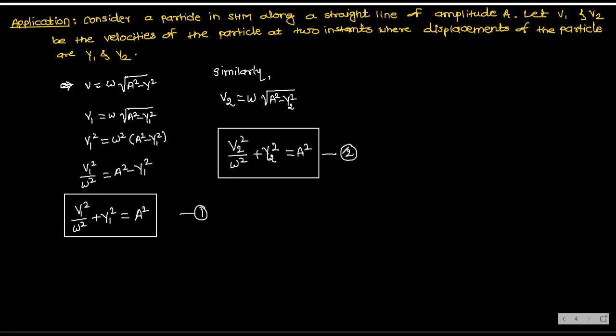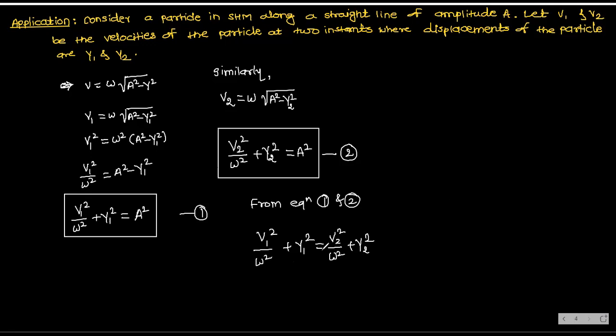Now you see equation 1 and equation 2, the right hand side is same, right? From equation 1 and 2 we can conclude that this side is same, so can I equate this? Yes. So therefore v1 square by omega square plus y1 square is equal to v2 square by omega square plus y2 square.